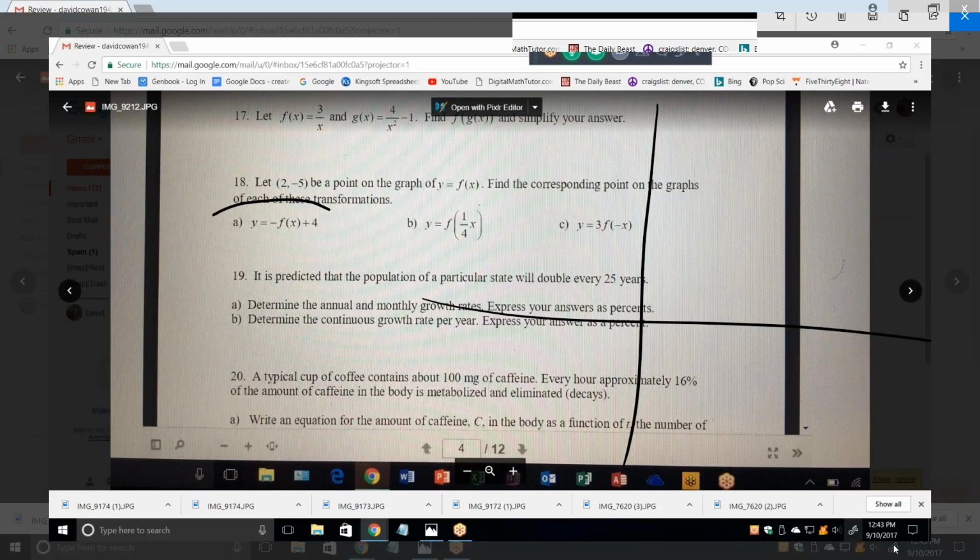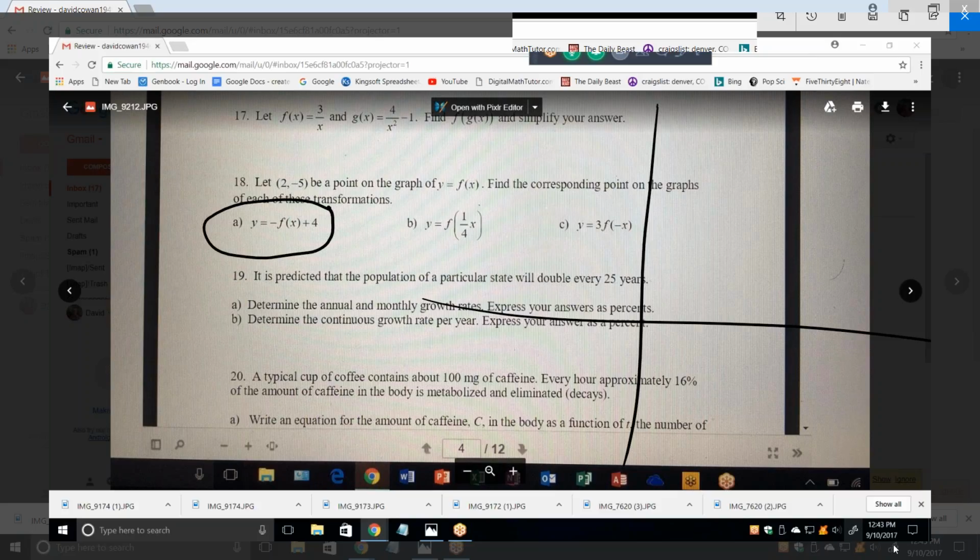Tell me what transformation is going on there. It's going up 4 places. What's the minus sign in front of the f of x do? It's reversing it, kind of. It's reflecting it over which axis? You need to answer all of those questions.